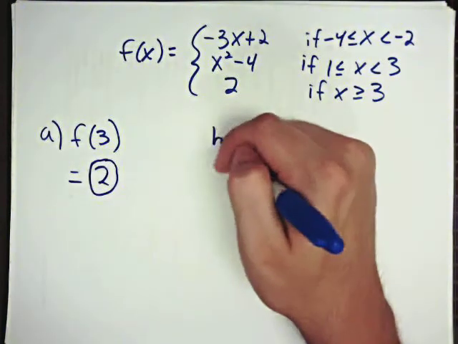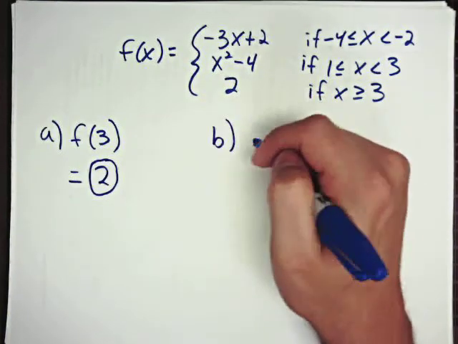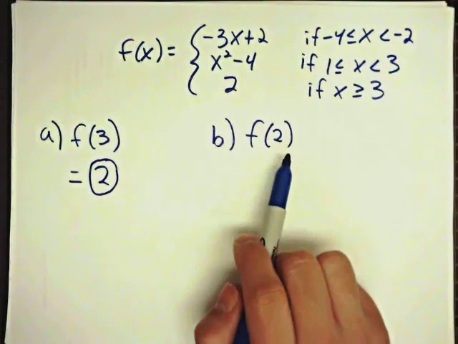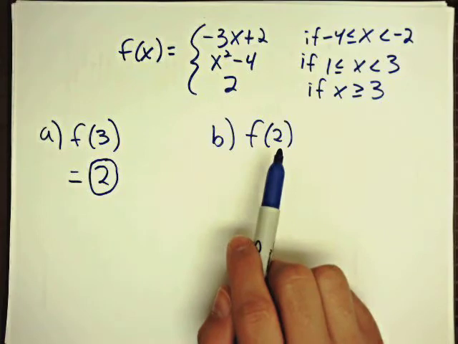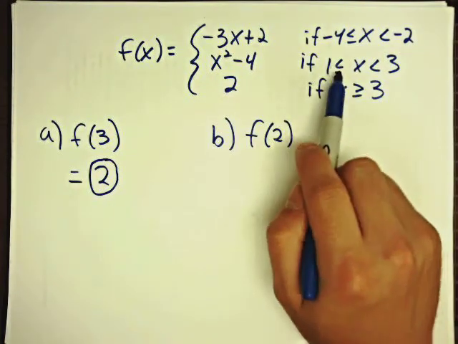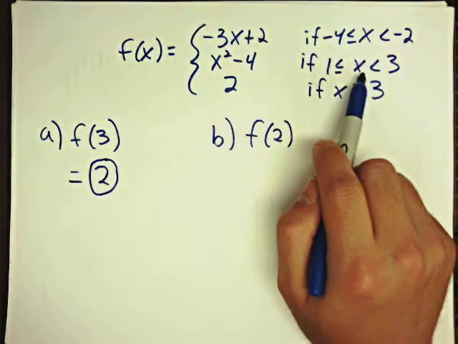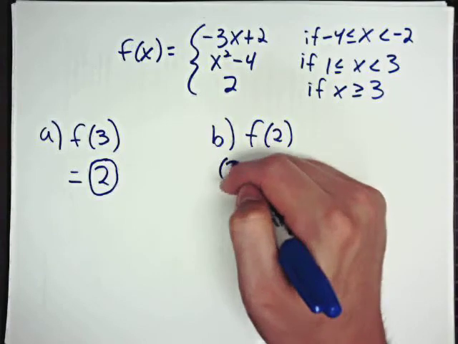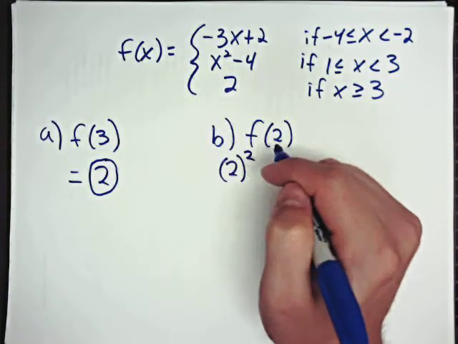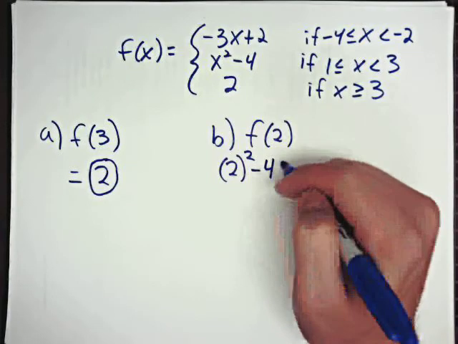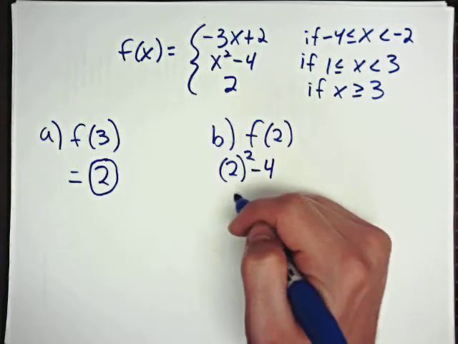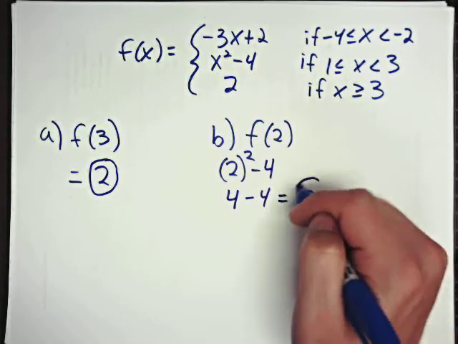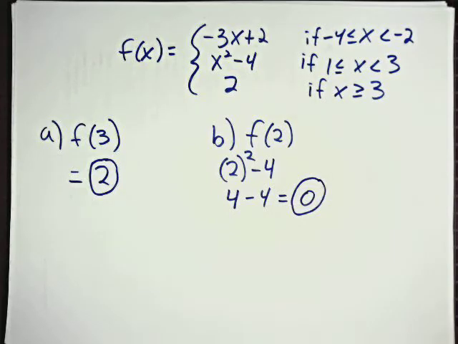B, find f of 2. We want to figure out which inequality our x value fits into. 2 is greater than or equal to 1, and it's less than 3. So it's our middle equation. Putting 2 into our middle equation for x, we have 2 squared minus 4. 2 squared is 4, minus 4, and that equals 0. So when x is 2, y is 0.